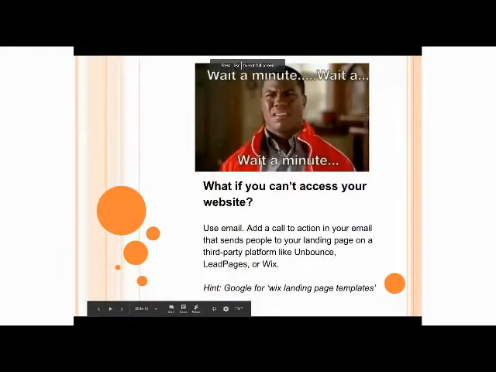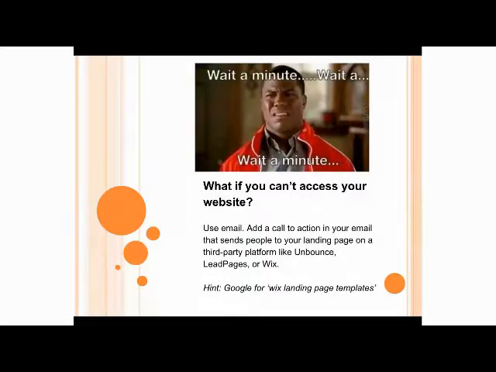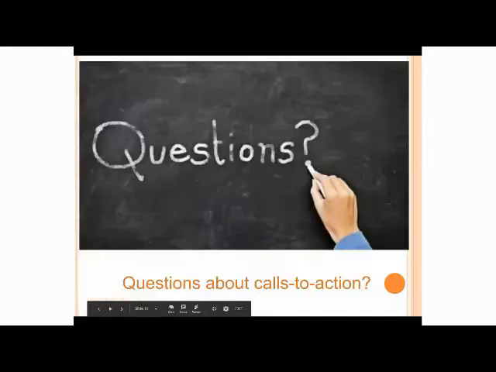But what if you don't have a website or can't get access to your corporate website? There's other ways you can make this happen. You can use email. You can add a call to action in your email that sends people directly to your landing page on a third-party platform like Unbounce, Lead Pages, or Wix. And you can Google for more information, for example, on Wix by Googling Wix landing page templates. So let's take a little more of a look at landing pages.